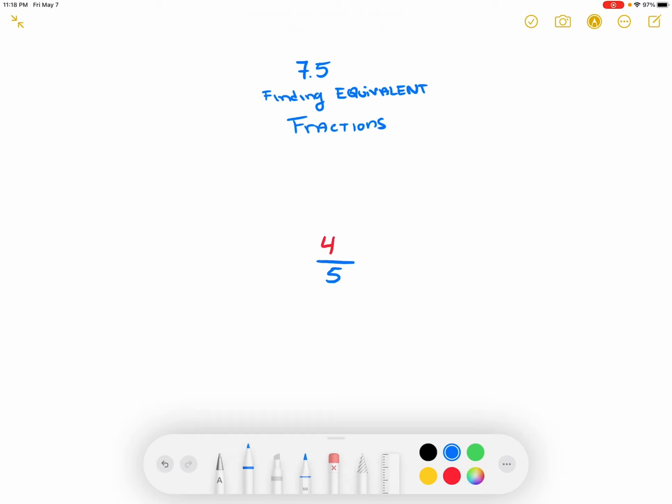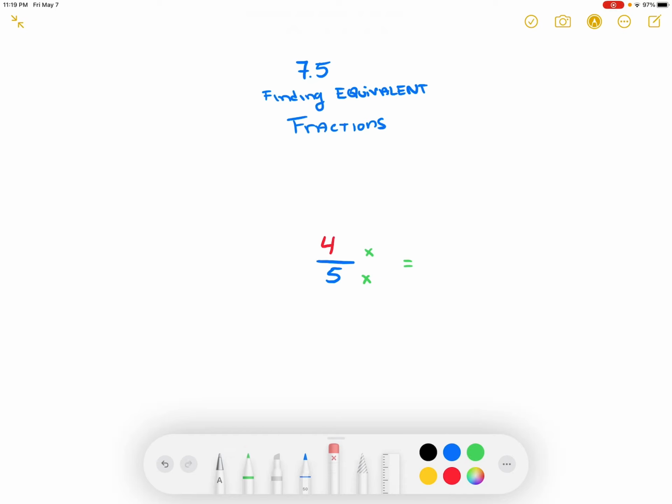So you can draw a picture like we've been doing, or you can simply use math. And here's how you do it. Watch how simple this is. All you need to do is multiply both the numerator and the denominator by the same number. So watch this. Don't use 1 because it's going to return the same number, right? If you do times 1, times 1, 4 times 1 is 4, 5 times 1 is 5. Of course, 4/5 is equal to 4/5. You don't need to do that.